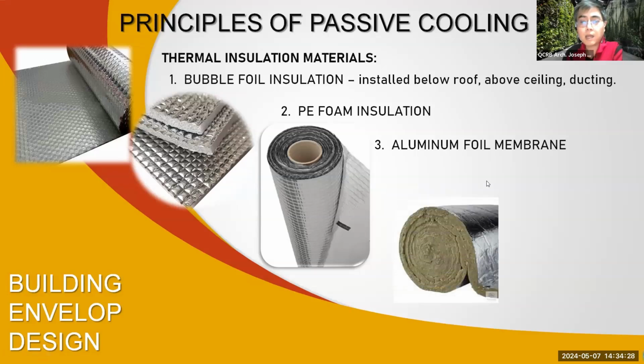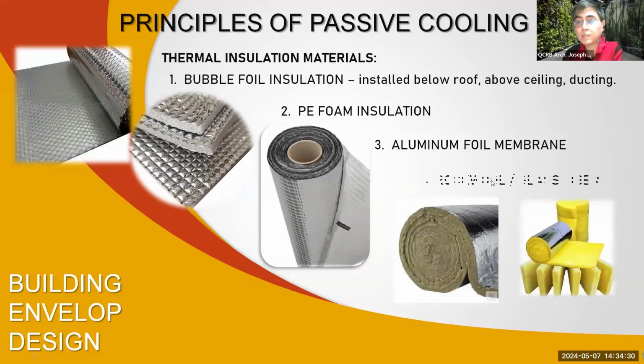But and then this is the fourth, no? Is rock wool and glass fiber. The reason I prefer the first one, no? The bubble or airspace actually increases the insulating power of any material, no? So even if the aluminum foil membrane will insulate you, adding an airspace similar to the bubble foil insulation will double the insulating capacity of this material, no?